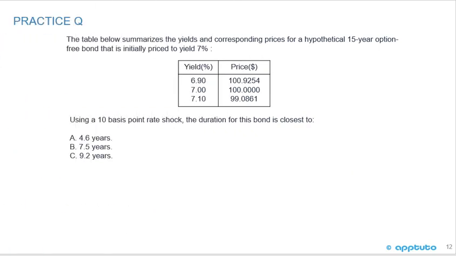So let's just do a quick practice question here to help consolidate our understanding. The table below summarizes the yields and corresponding prices for a hypothetical 15-year option-free bond that is initially priced at yield 7%. So we see the yield 6.9%, price 100.9254. Of course, with the yield at 7%, the price is par. Okay, yield at 7.1%, the price is 99.0861. So the question is, using a 10 basis point rate shock, the duration for this bond is closest to A, 4.6 years, B, 7.5 years, or C, 9.2 years.